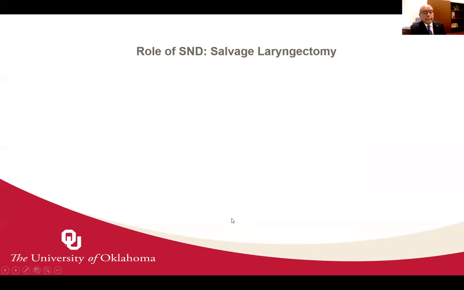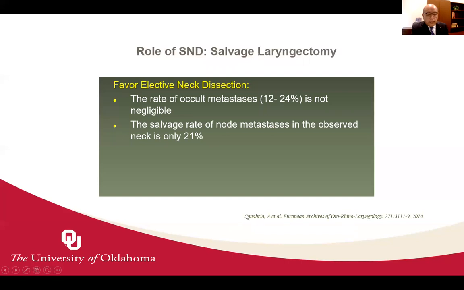What's the role of selective neck dissection in patients that undergo salvage laryngectomy? A few years ago, Alvaro Sanabria, Jatin Shah, myself, and others did a systematic review of the literature on this subject. And this is what we found, that there are authors that favor elective neck dissection because the rate of occult metastases found varies between 12 and 24%, which is not a negligible rate.